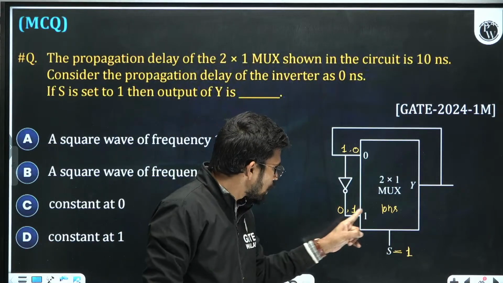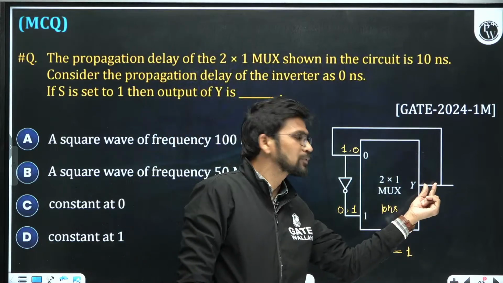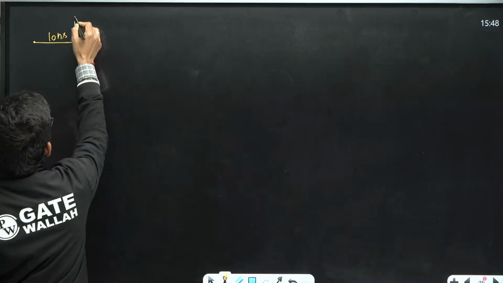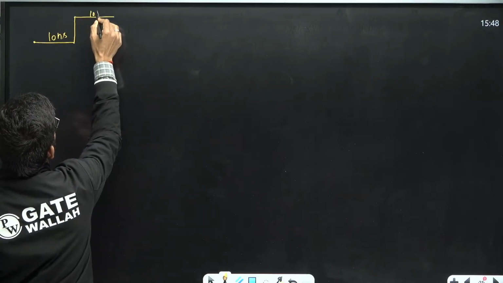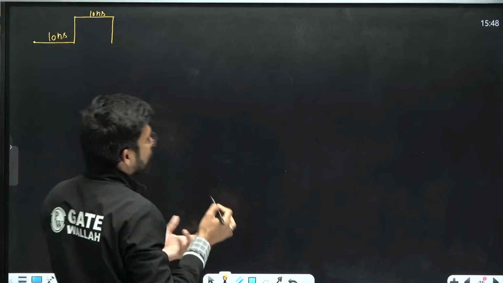Now this 0 will be transferred to the output after 10 nanosecond. Till then, y will remain at its previous value, which is 1. So for the next 10 nanosecond, y will be 1. And after 10 nanosecond, as soon as 0 is transferred, y will be 0.